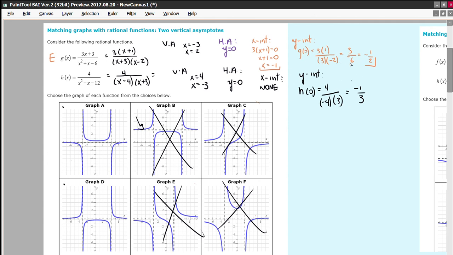And lastly, let's check the y-intercept. The y-intercept is in negative 1/3, meaning that graph A cannot be because its y-intercept is positive. So my correct answer is D. And that's how you match graphs with rational functions.